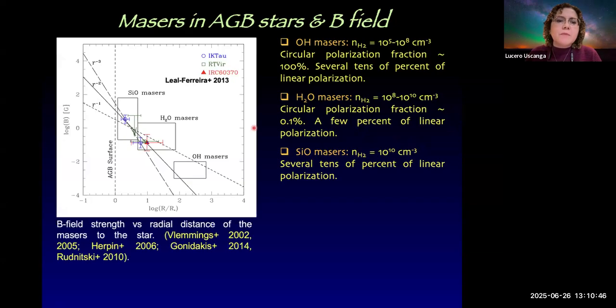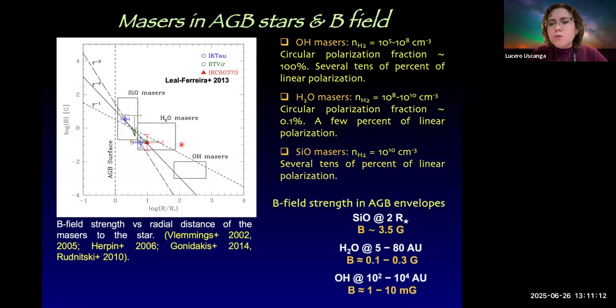From this maser, it has been possible to measure the magnitude of the magnetic field as well. For example, in this plot, you can see the log of the magnetic field strength versus the distance from the AGB surface measured in units of stellar radii. The boxes for each of the maser species represent the typical values that have been measured in the literature, mainly from these works. These are also the mean values that we can expect.